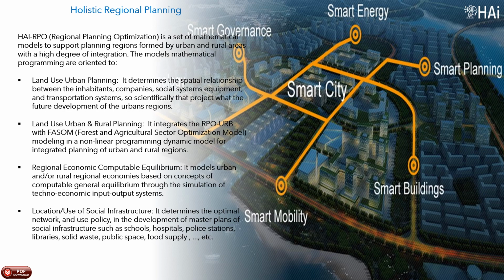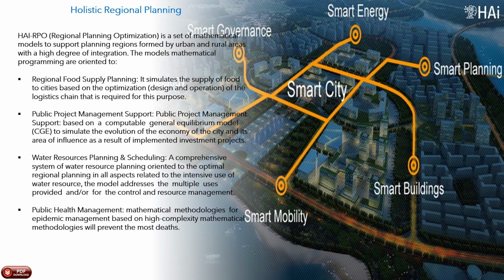Location/use of social infrastructure determines the optimal network and use policy in the development of master plans of social infrastructure such as schools, hospitals, police stations, libraries, solid waste, public space, food supply, etc. Regional food supply planning simulates the supply of food to cities based on the optimization, design and operation of the logistics chain that is required for this purpose.